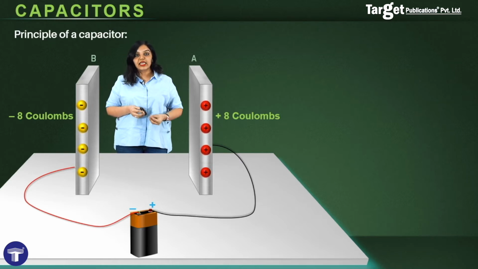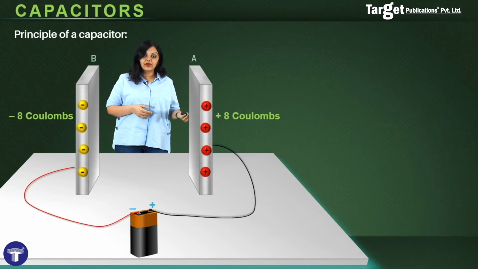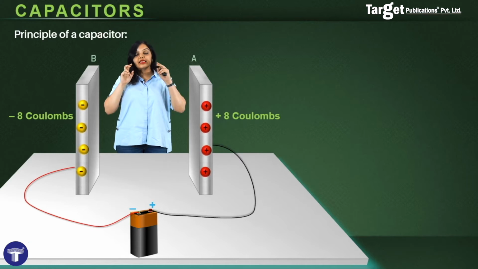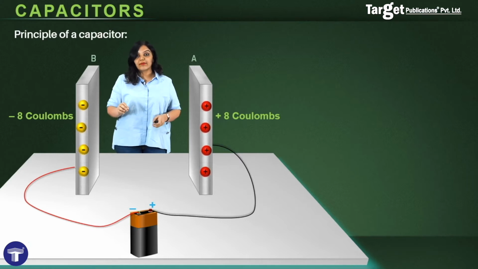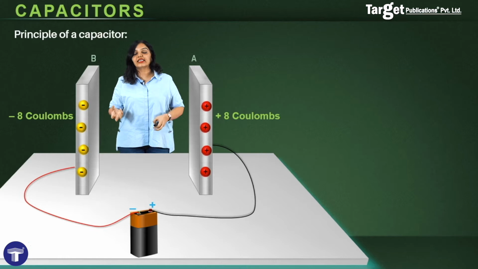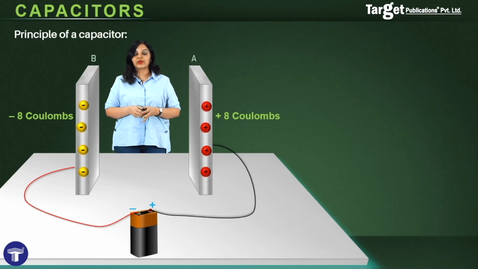We will see that the exact amount of charge in magnitude will be induced on both the plates. So if plus 8 coulombs are induced on the positive plate, then minus 8 coulombs will be induced on the negative plate. The magnitude of the charge will be the same because whatever is leaving plate A is going to plate B, and therefore the magnitude of the charge will remain exactly the same for both of them.